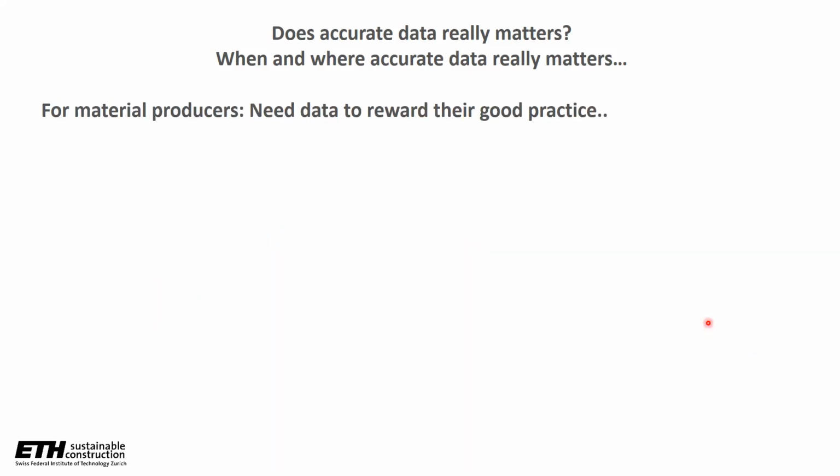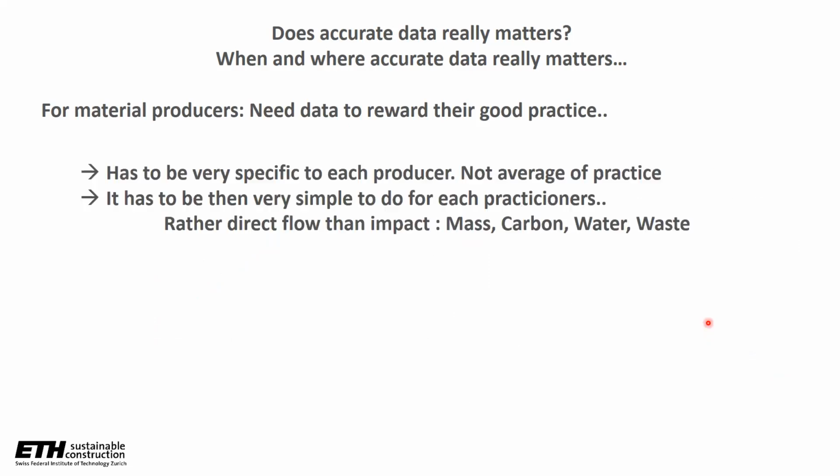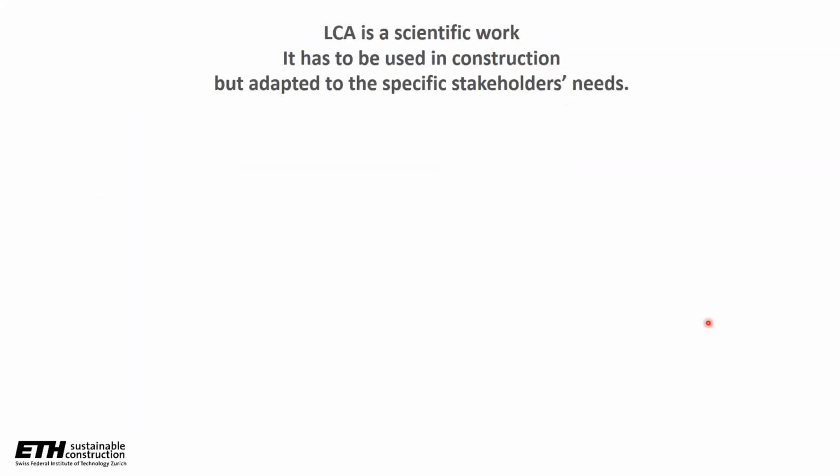For material producers, you need data, but they need to reward your good practice. So it has to be very specific to each producer and not an average of the practice. And it has then to be very simple to do for each practitioner. And so probably orient it rather towards direct flow measurements than impact, like mass, carbon, water, and waste.